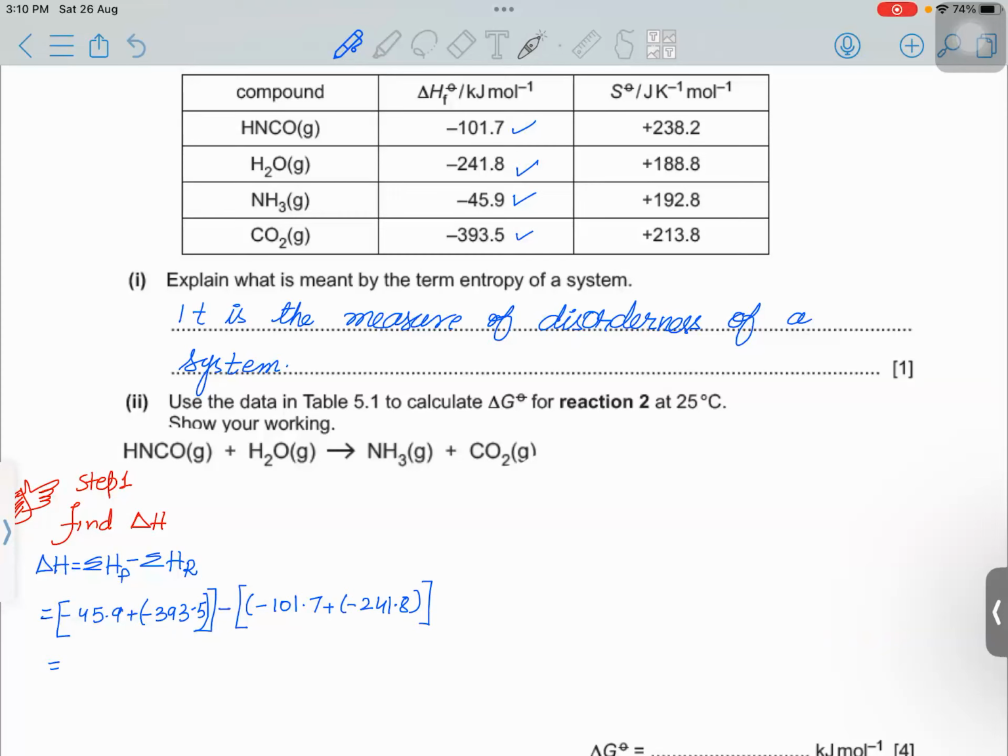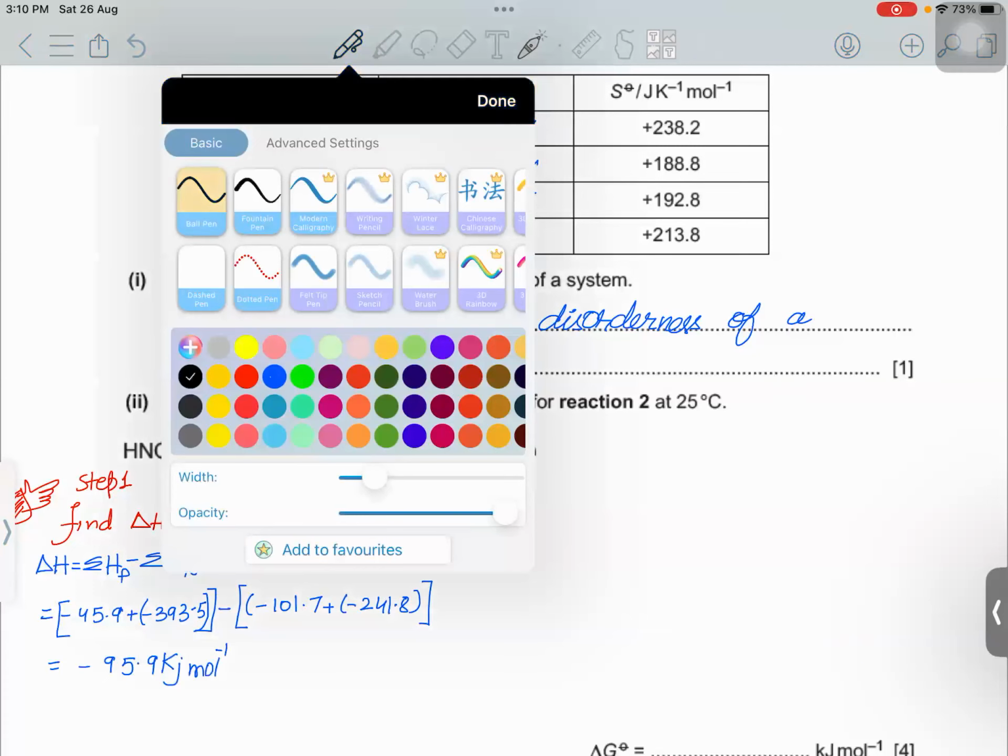Yes, can you tell me the answer? Minus 95.9 kilojoule per mole. This is step number 1.